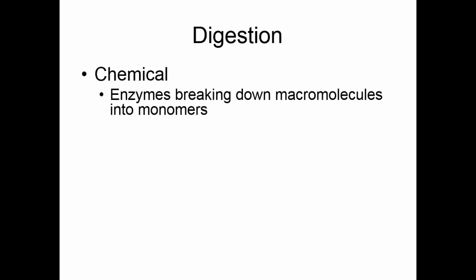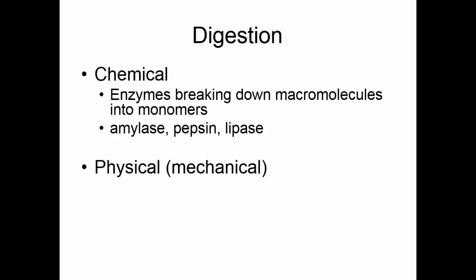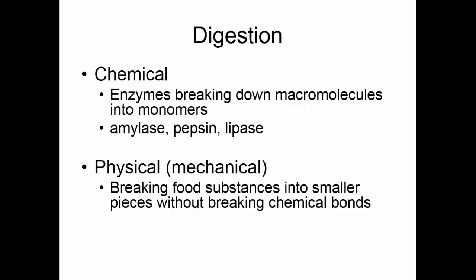Chemical and mechanical digestion are both involved in breaking down foods. Chemical digestion is using enzymes that break down the macromolecules into the monomers. The three major enzymes are amylase, pepsin, and lipase. Mechanical digestion is the physical breaking down of materials. This is breaking them into smaller pieces without breaking any chemical bonds. Chewing and anything that mixes the food aids in mechanical digestion.